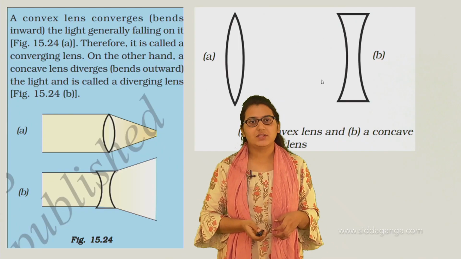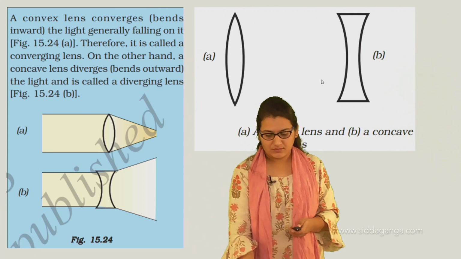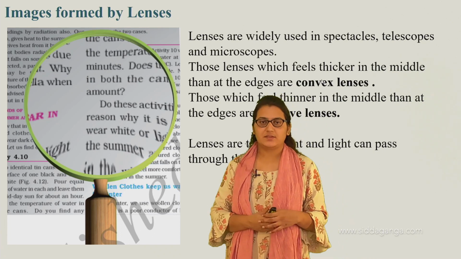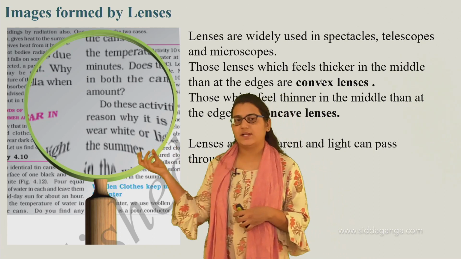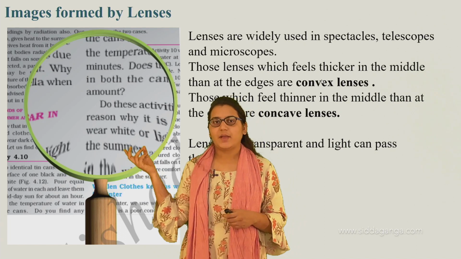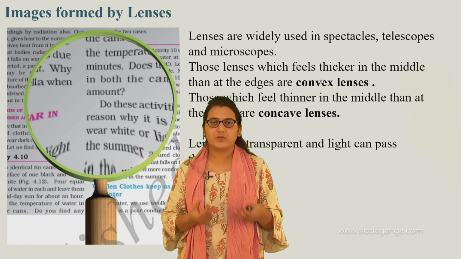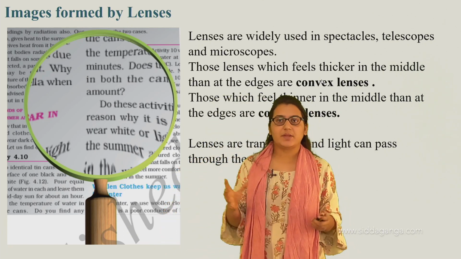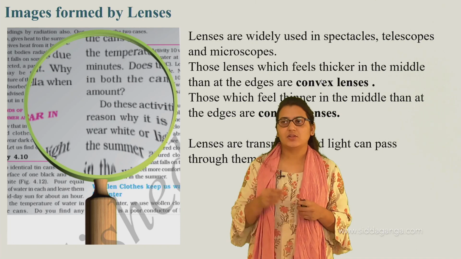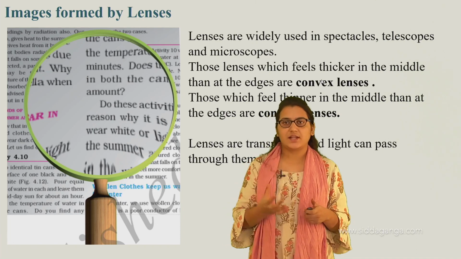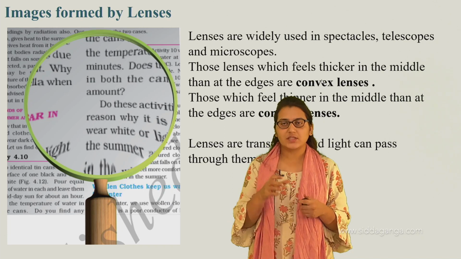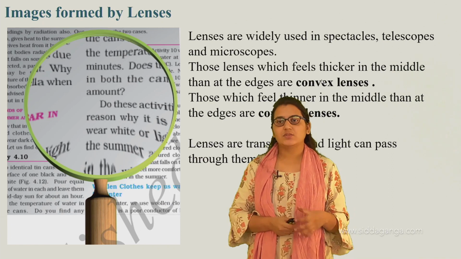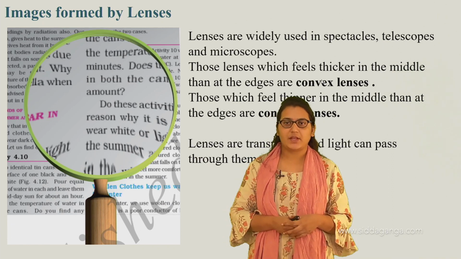Now, lenses. How are images formed by lenses? We all know about this. This is a magnifying glass. Why do we use a magnifying glass? To see enlarged images. When things are too small, or in your science labs, we use a magnifying glass to see enlarged images of objects. These lenses are widely used in spectacles, telescopes and microscopes.